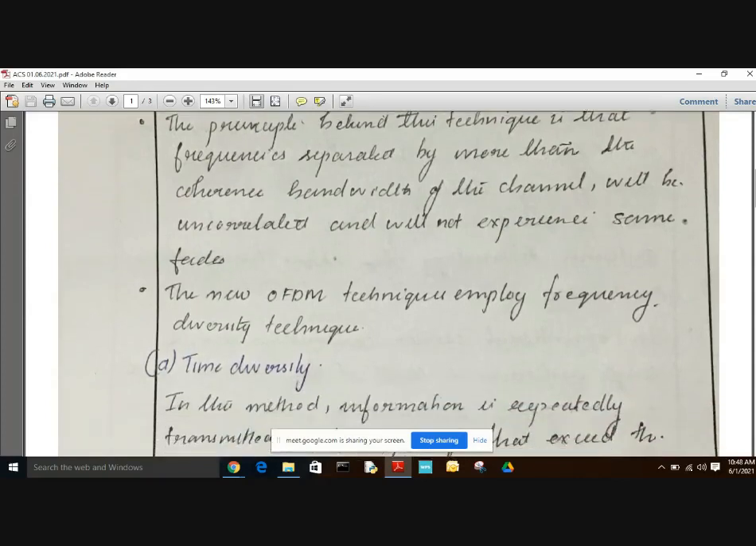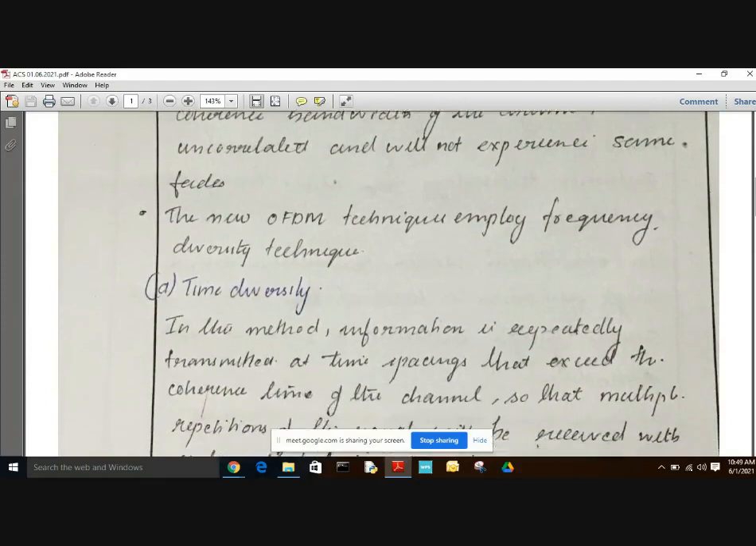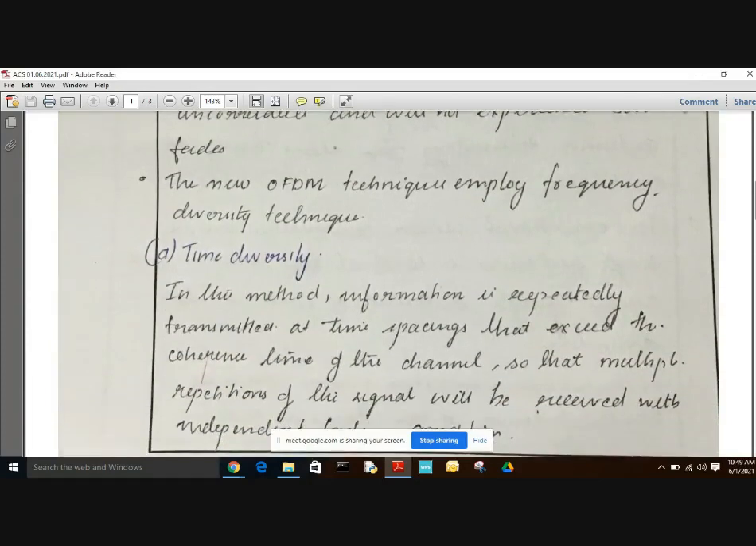Now the last one is time diversity. In this method, information is repeatedly transmitted at a time spacing that exceeds the coherence time of the channel. So what do you mean by the coherence time of the channel? We have discussed coherence bandwidth, and now coherence time, Tc. Coherence time is a statistical measure of the time duration over which the channel impulse response is invariant.